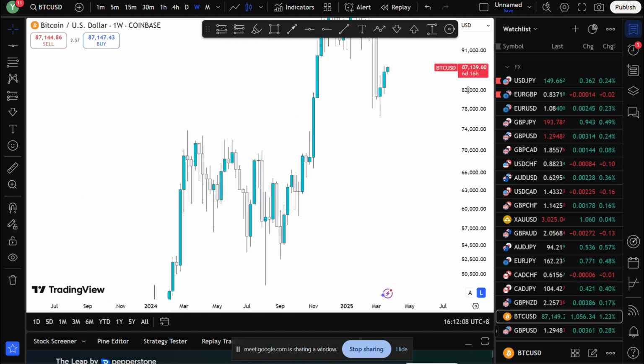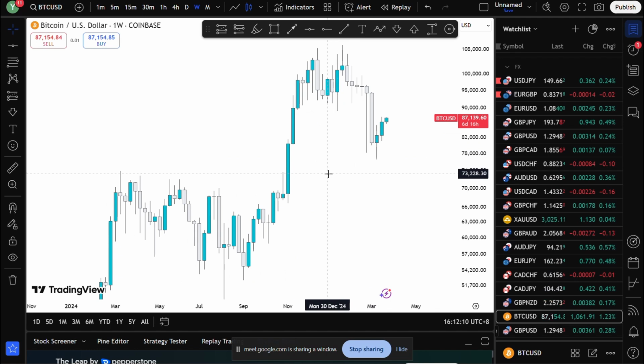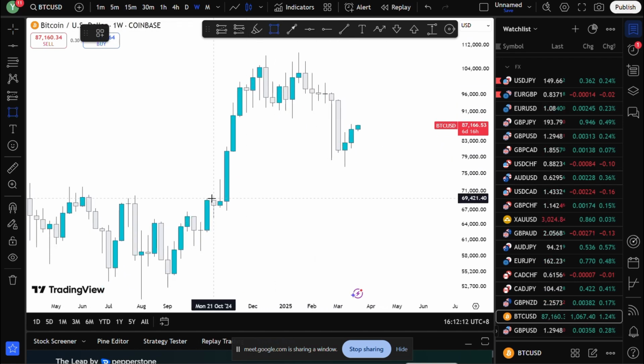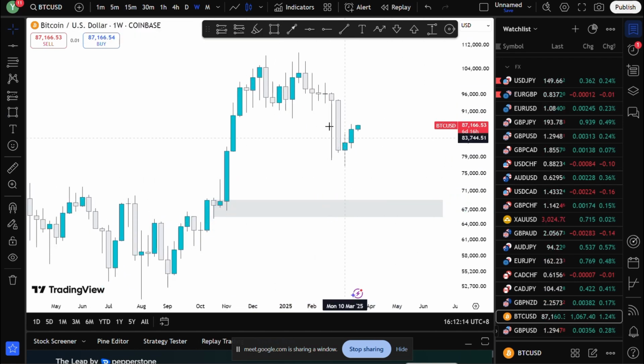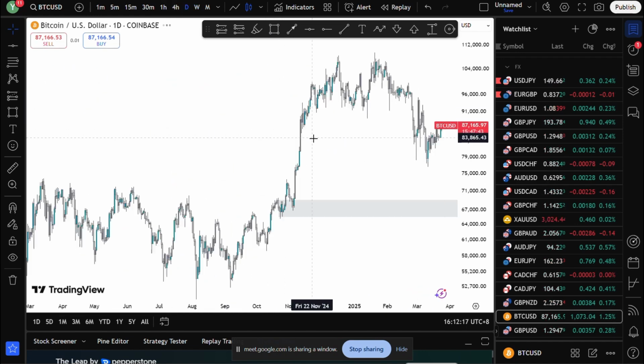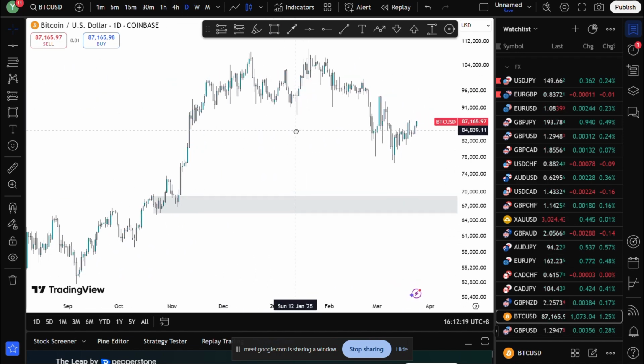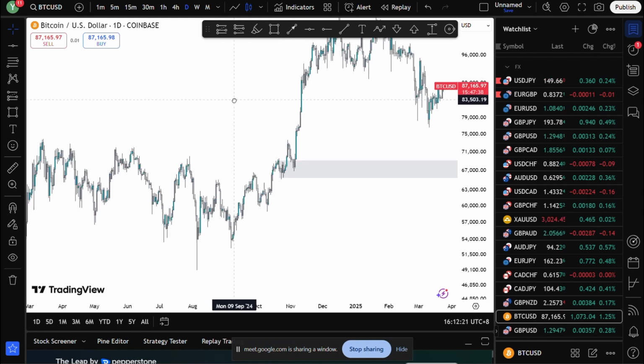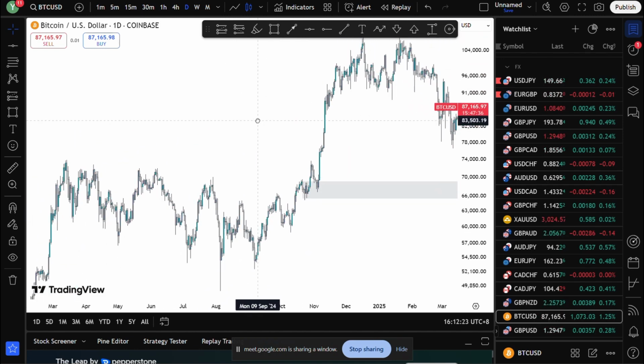So you can see there is one demand zone over here. This is a William frame. One demand zone over here. But this is the price action that I use based on my forex pair.